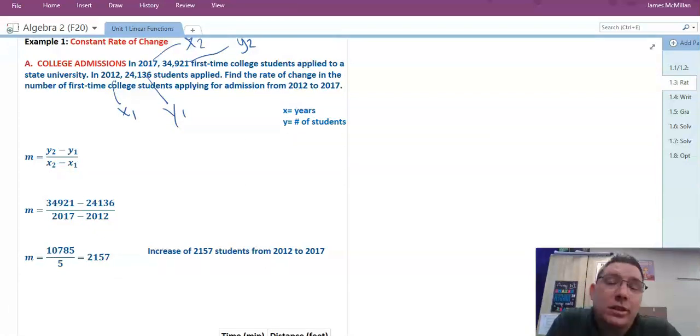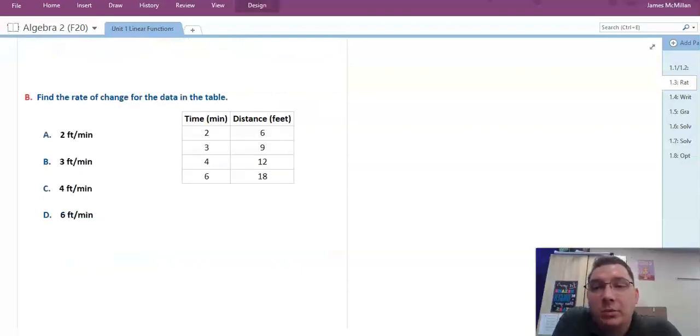And one of the things that you're going to know about me is that word problems require word answers. So our word answer here is what you see here, that there was an increase of 2,157 students from 2012 to 2017. Looking at example B here, we're going to do the same thing.